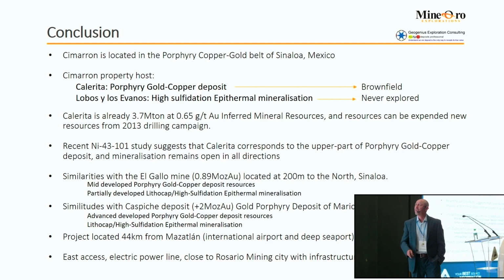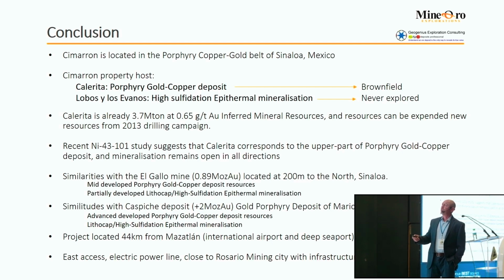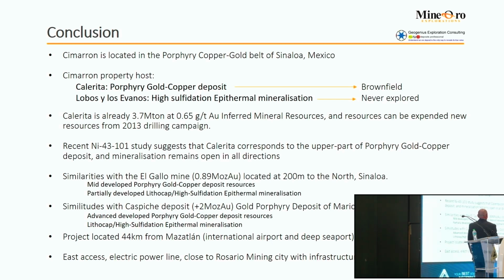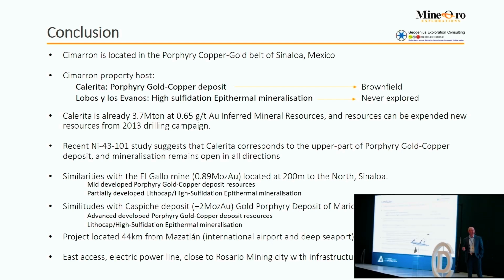So conclusion. I think that Cimarron is a porphyry copper gold. Cimarron is located in the porphyry copper gold belt. Calerita is a porphyry gold copper porphyry deposit. It's brownfield. Lobo and Evanos, there's a potential for high sulfidation mineralization in there that was never explored. There's no trenching, so that should be done. Calerita has at the moment 3.7, with Meotan at 0.65. But with the drilling of GR, the resource might be a little bit higher than this. There's a 4101 on this.